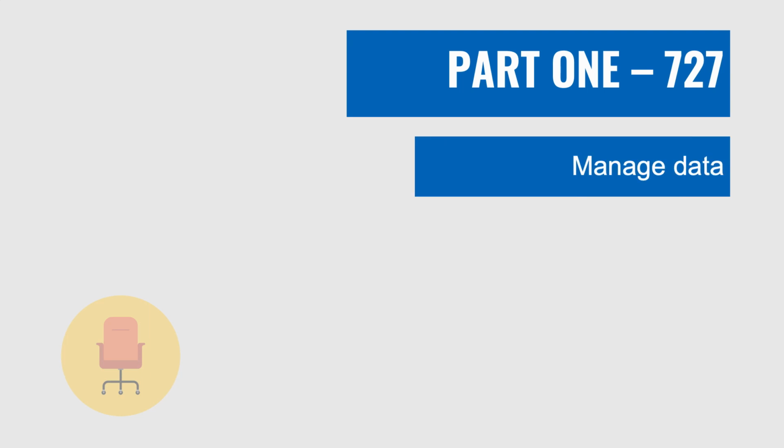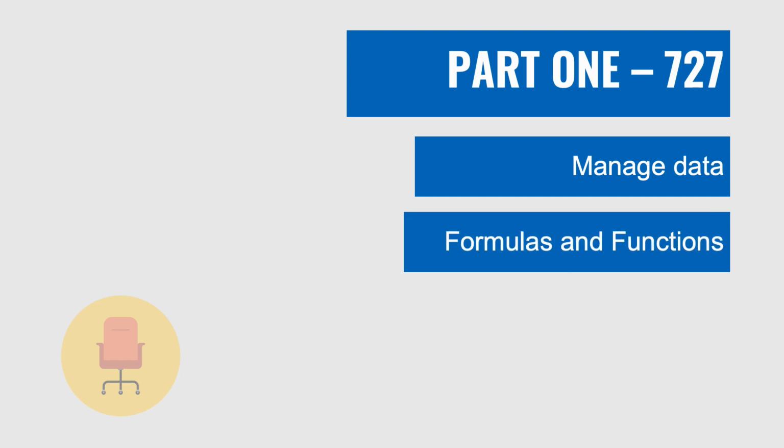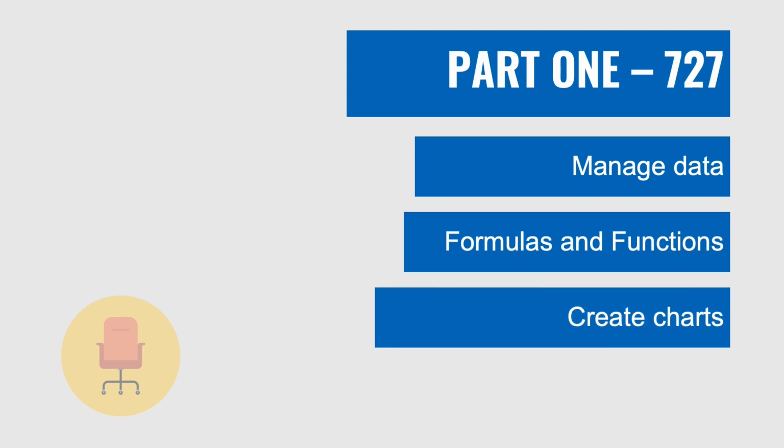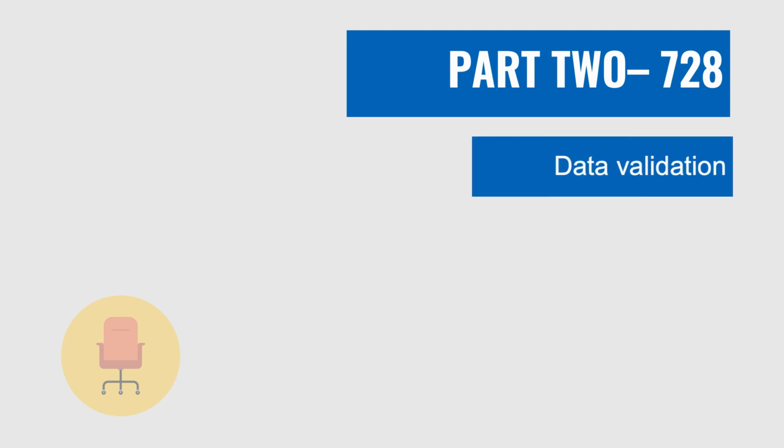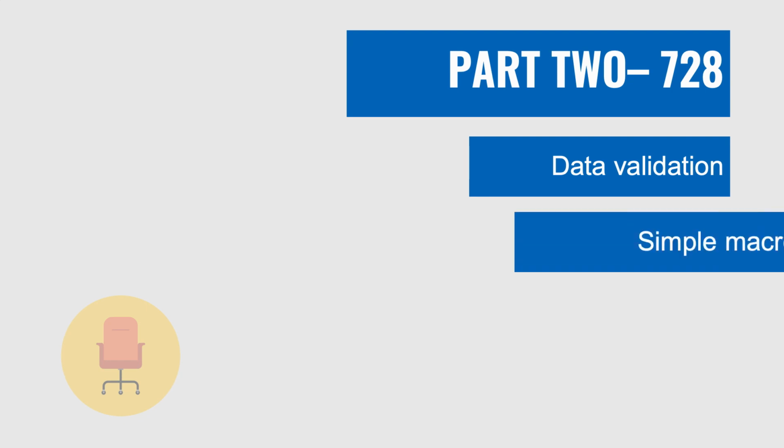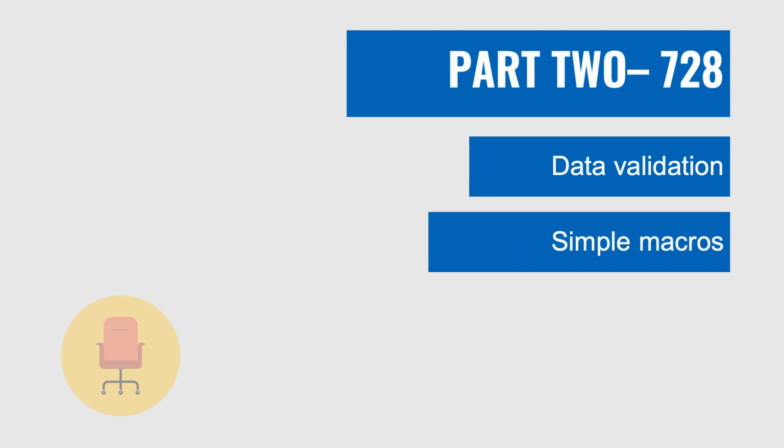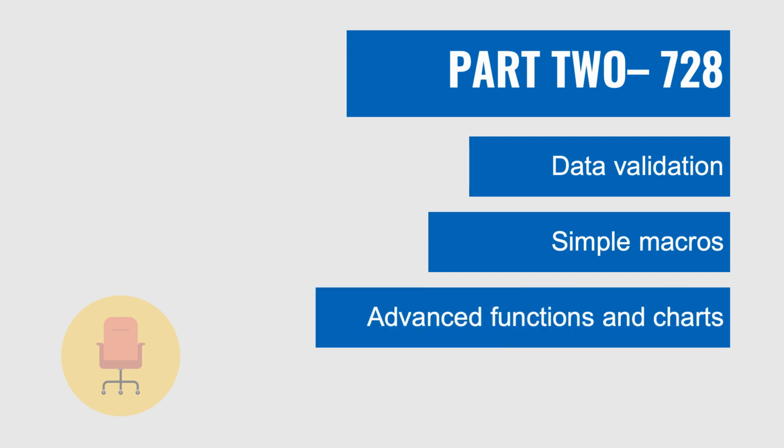So in this section of the course, we will learn how to manage data. We will look at building formulas and functions in our cells, and we will also create charts and other objects from the information that is in our spreadsheets. In the second part of this course, all of the objectives map to the 728 certification exam. So here we will look at data validation, we will be configuring some simple macros, and we will then build on the skills in the 727 course and do some advanced functions and charts and things like that.